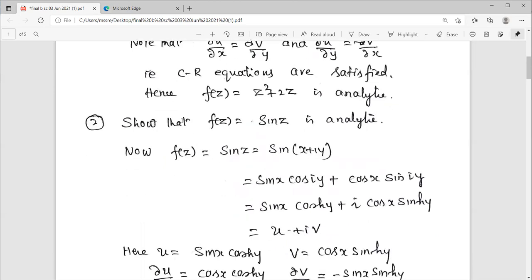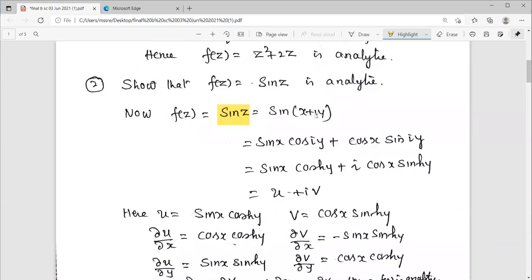Next, another problem. Show that f of z equals sin z is analytic. So what is sin z? It is sin of x plus iy, because z is x plus iy. On expansion, sin of a plus b formula is sin a cos b plus cos a sin b. So here sin x into cos iy plus cos x into sin iy.